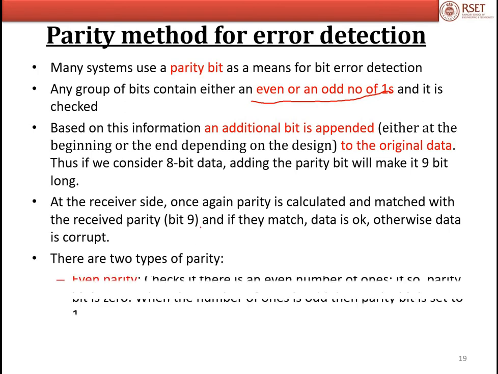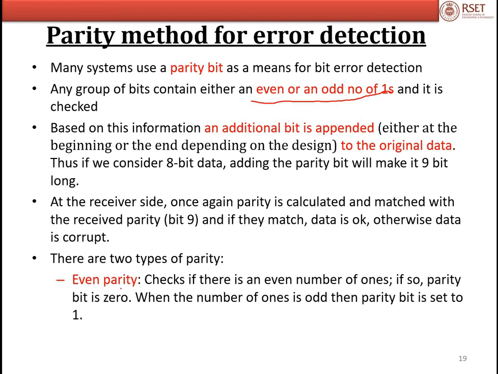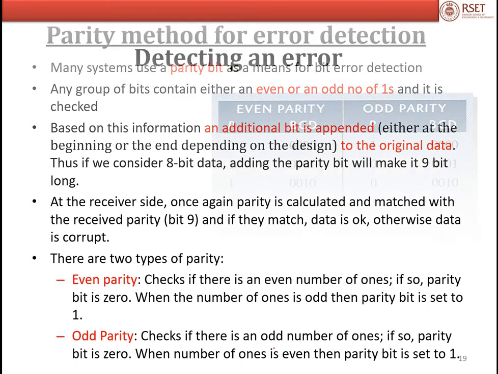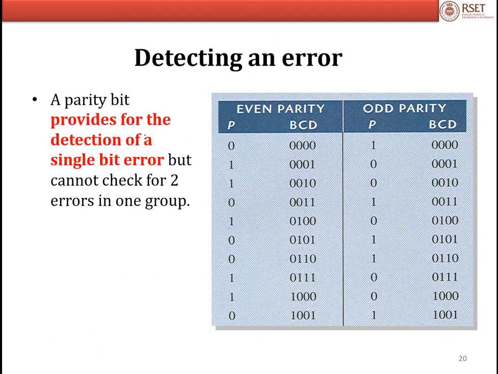So there are two types of parity bit, even parity and odd parity. Even parity checks if there is an even number of ones. If so, the parity bit will be 0. Otherwise, the parity bit will be 1. Odd parity checks if there is an odd number of ones. If so, the parity bit is 0. Otherwise, the parity bit will be 1. Again, a parity bit only provides for detection of a single bit error. It cannot check for 2 errors in one group.